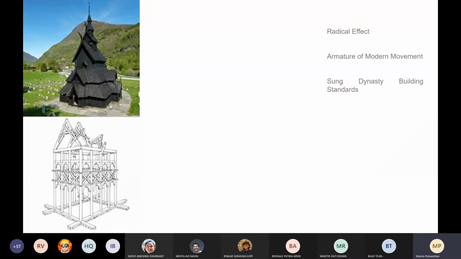So this iron and steel frame had a sort of radical or a revolutionary effect on the way that designers started thinking about buildings. Okay, so this kind of skeletal frame became the armature of the modern movement because it released the building as we knew of it earlier, right? And it released the building from the inhibitions of the load bearing wall and the trabeated construction.